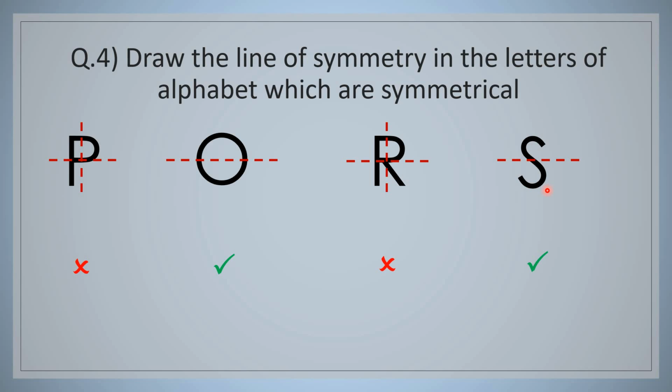So this is how you draw a line of symmetry to identify which alphabets are symmetrical and which alphabets are asymmetrical. The remaining letters that are given to you, you have to try at home and identify which are symmetrical and asymmetrical. You can take more alphabets to practice the same.